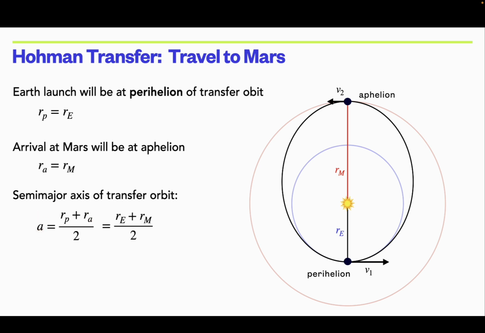Plug in the values for rp and ra. The semi-major axis of the Earth is 1 AU. The semi-major axis of Mars turns out to be 1.524 AU. And then calculate that. So it turns out that the semi-major axis of the transfer orbit is going to be 1.262 astronomical units, halfway between the semi-major axis of the Earth and Mars.